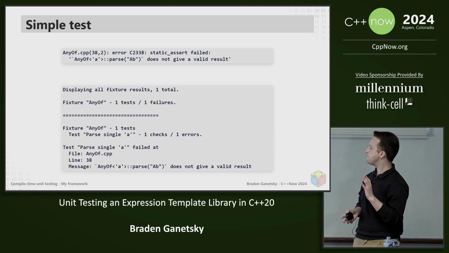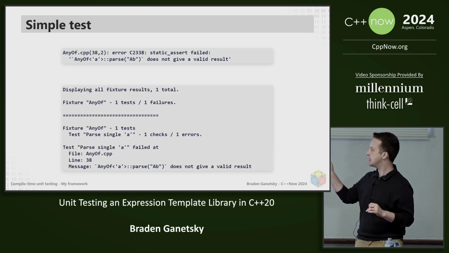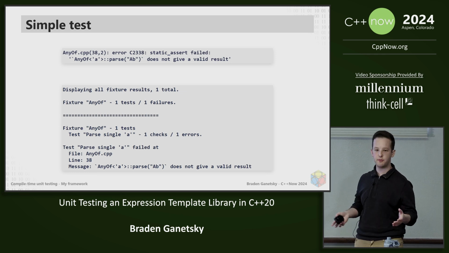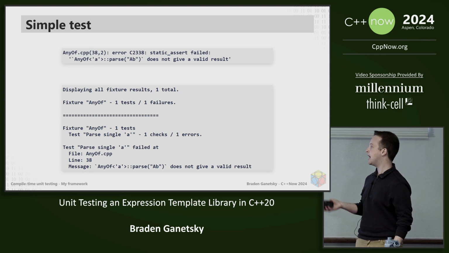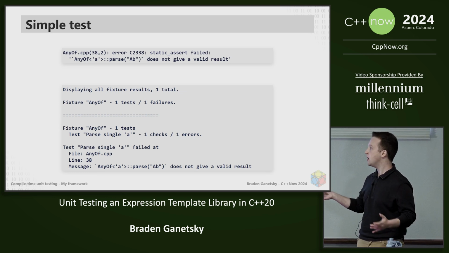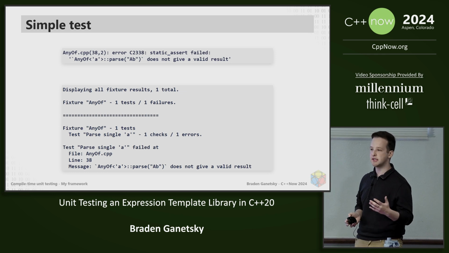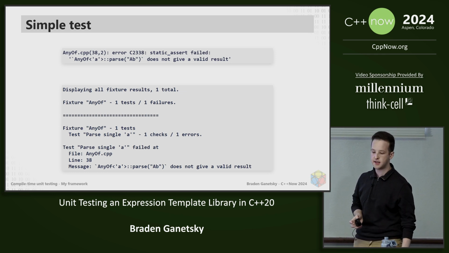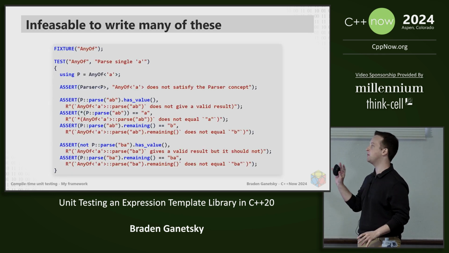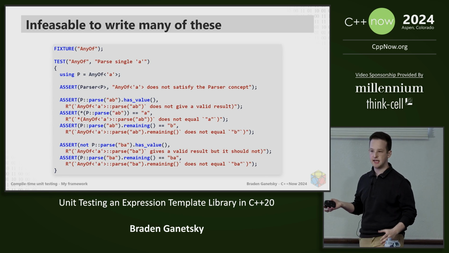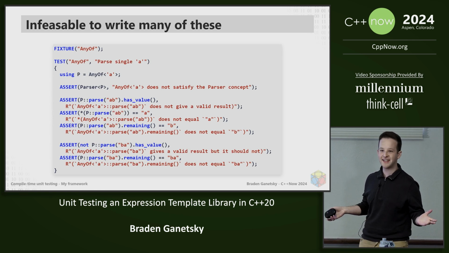So this is what it displays at runtime. If I disable the compile time assertions, this also works. So they display exactly the same thing. It's just you can display at runtime or at compile time if you feel like it. But the problem is it's very infeasible to write all of these things. I could just make a mistake at any time.